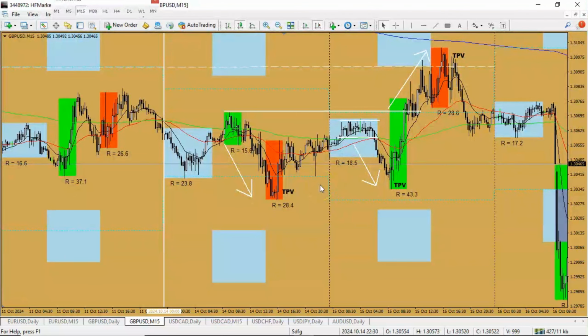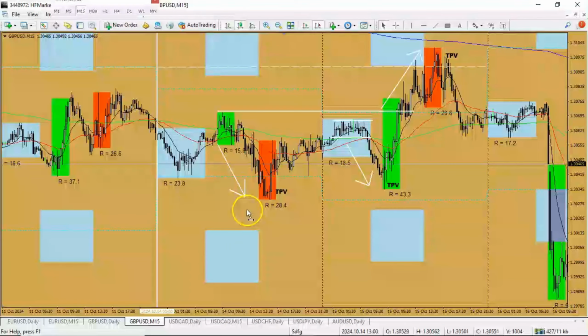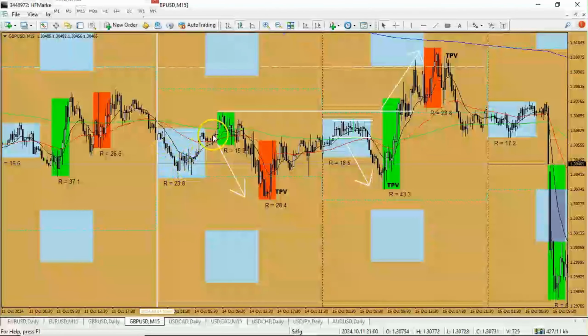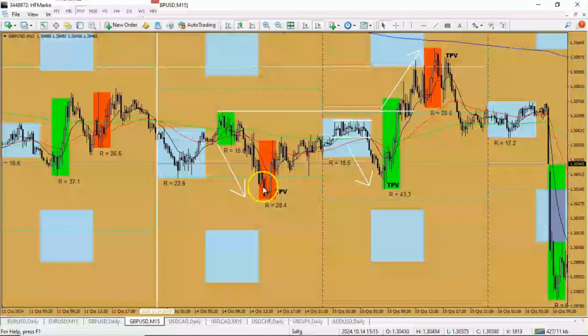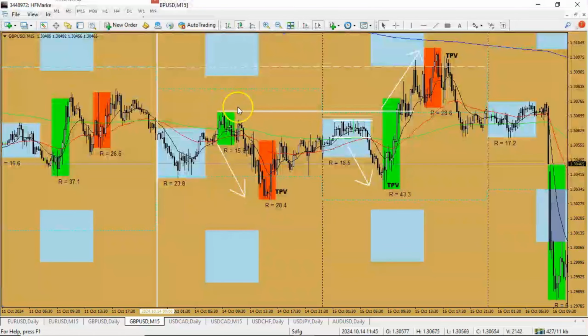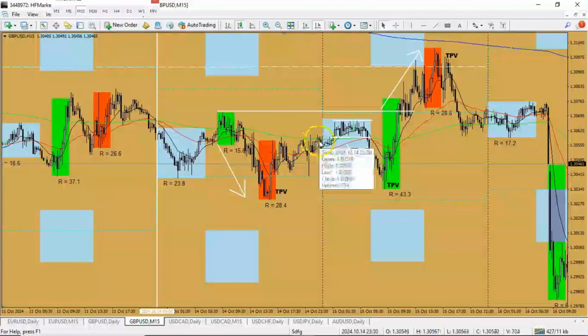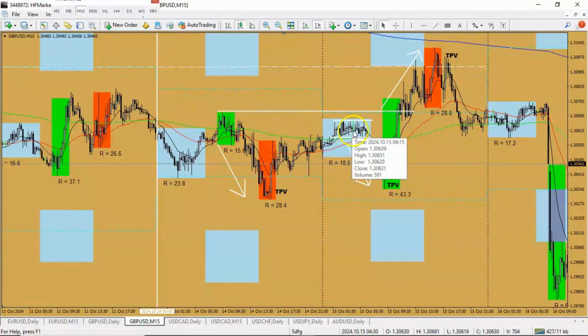So we have a continuation of the trend. This is a pullback. We will have retail traders coming into this move, right? And maybe they have their stop losses above this level right here, and price pulls back, stays below their stop loss. Price comes on Tuesday.